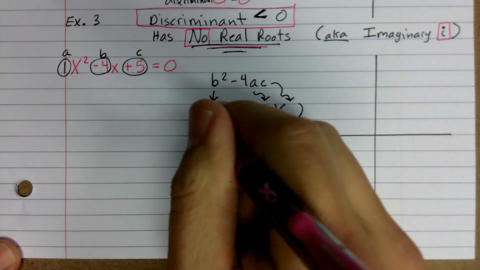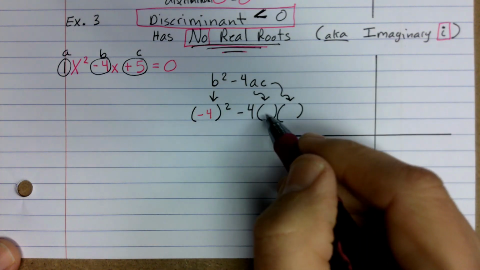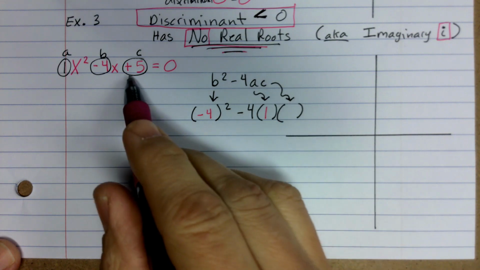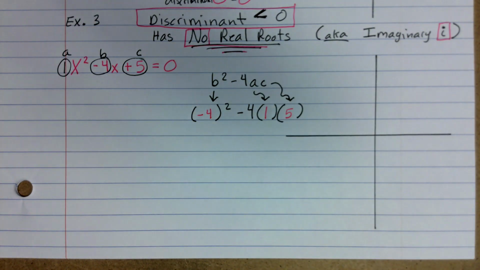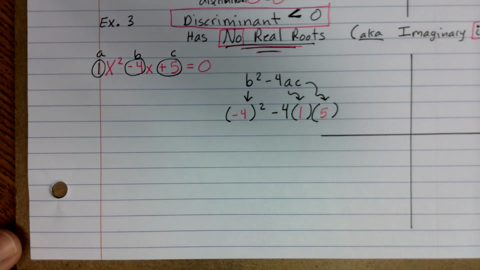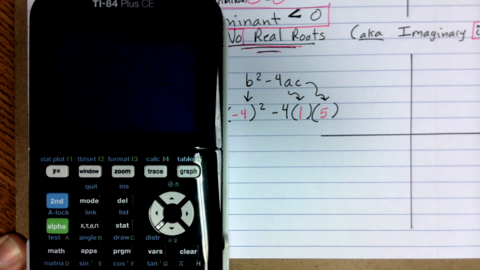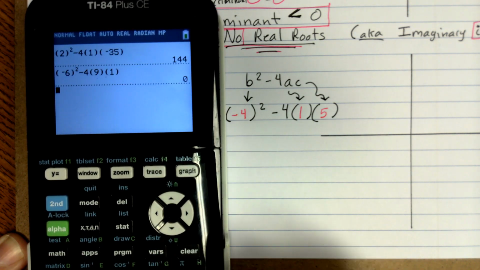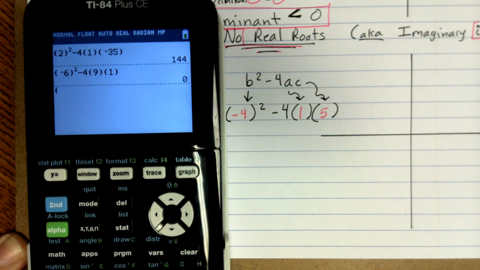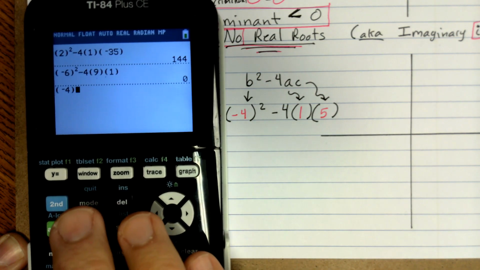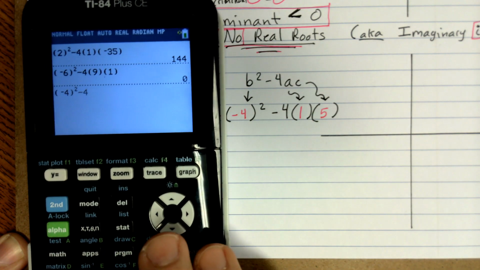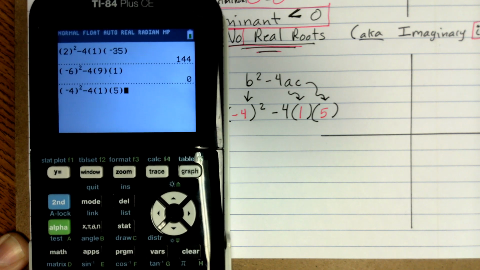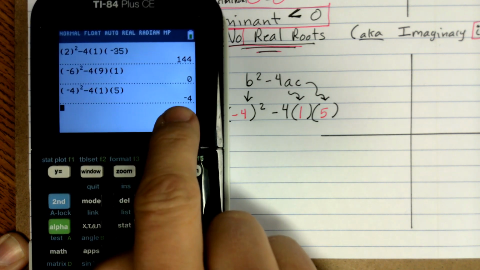So we start with our b value, so I have -4 for b. My a value goes next, it's 1, so I'll put a 1 there. And then my c value is +5, so I will put a 5 in there. And now we're just going to put that in the calculator and see what it gives us. So I'm going to put parenthesis, -4, close parenthesis, squared, minus 4ac. A value is 1, c value is 5, and hit enter. And notice it gives me a negative value, -4.